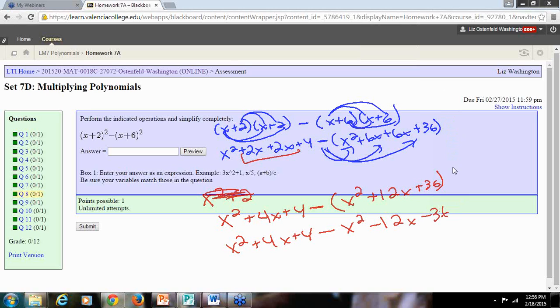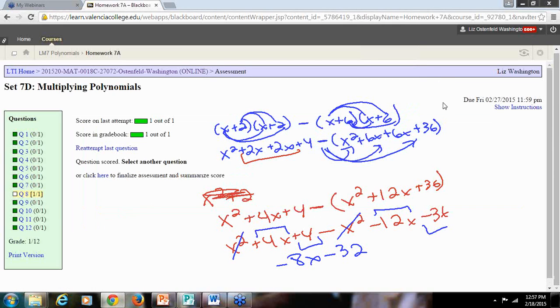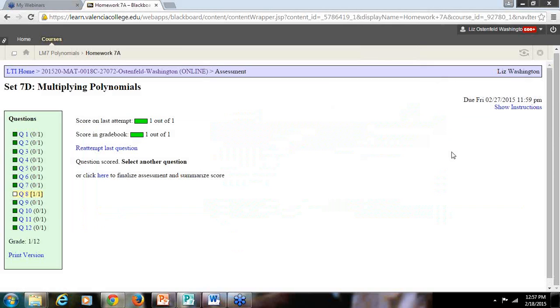Now I'm going to start looking for those like terms. These cancel each other out because I got a positive and a negative. I got 4x and negative 12x, which is negative 8x. Then I have positive 4 and negative 36, which is minus 32. I'm going to type that in and see if it likes me, and that is going to be my last one because my battery is dying. And let's see if it likes me. Very good.